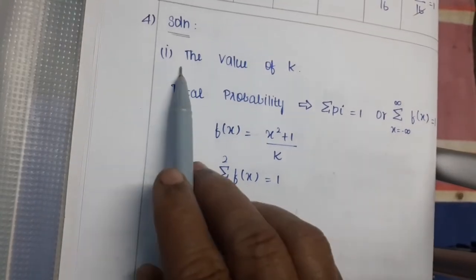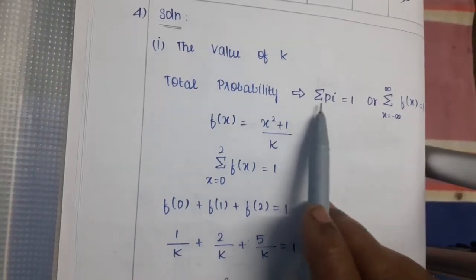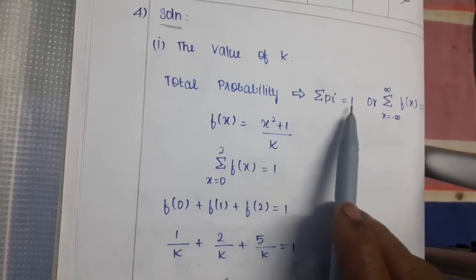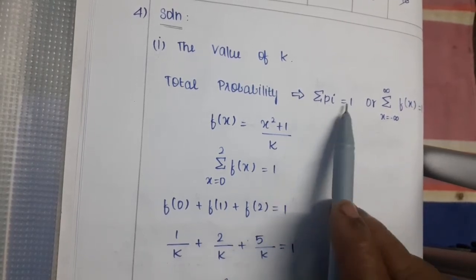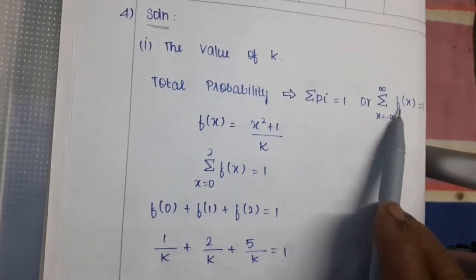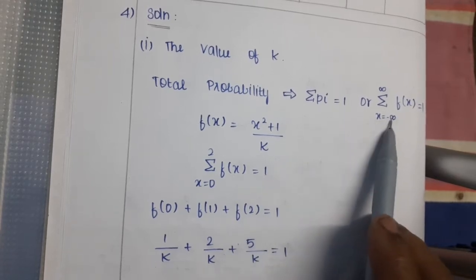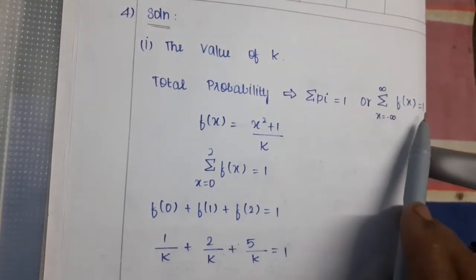See the fourth one. First we are going to find the value of k. What is the total probability? Note, summation of P(x), the total probability or sure event, is nothing but what? 1. So summation of P(x) equals 1, or summation of x from minus infinity to plus infinity of f(x) is equal to 1.